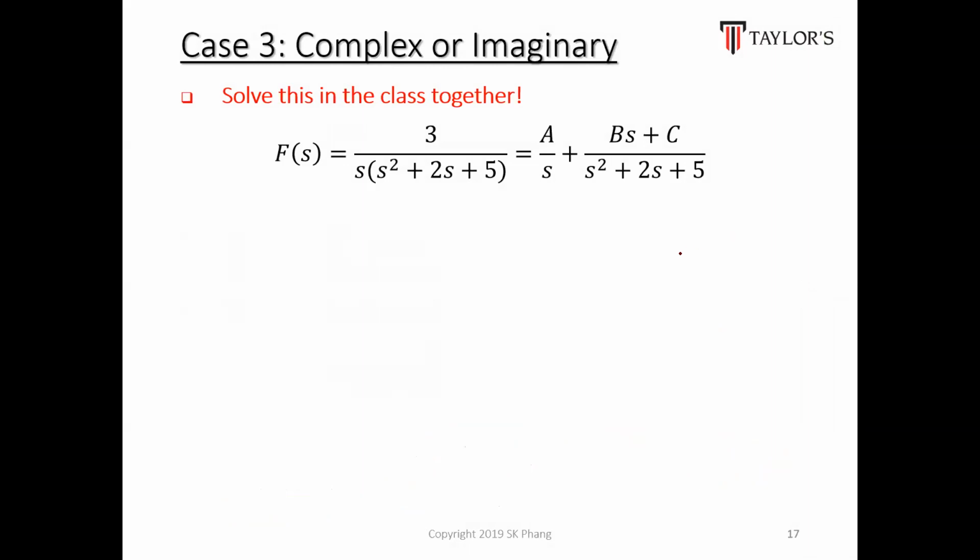Okay, so to solve this one, it's the same thing. You just multiply everything by the denominator, and then you form the equations. You let s equal a certain number, and then you find out what A is. S equals something else, you find out what B is. S equals something else, you find out what C is. So this one is quite trivial.